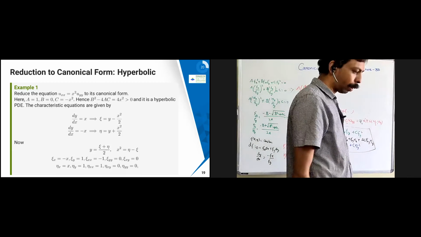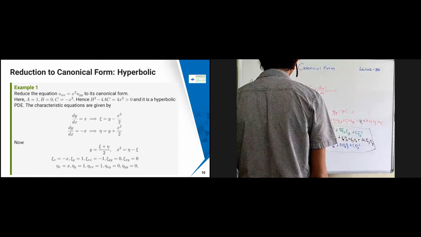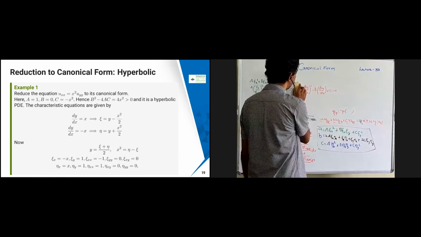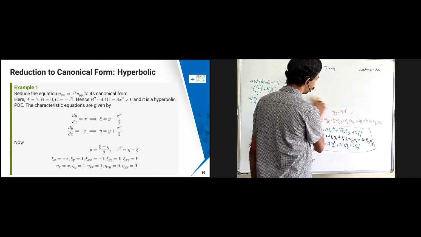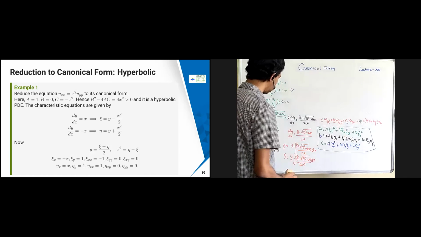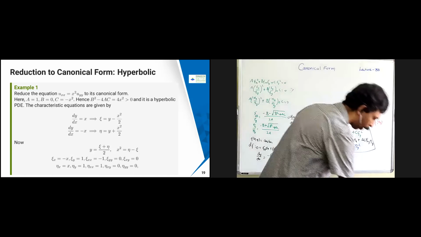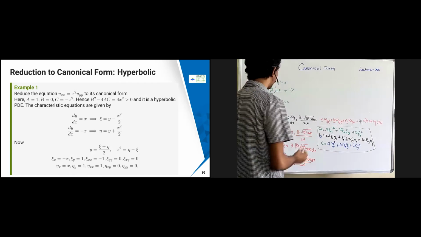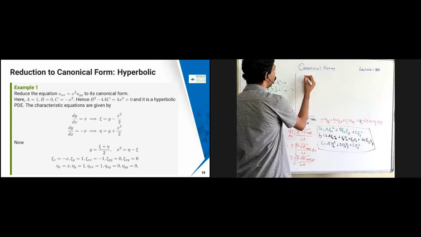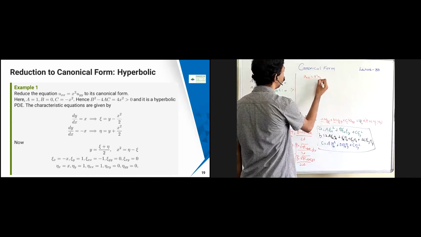Now let's see one problem. We need to transform this one. We just remember this, and the remaining things will come automatically. Our problem is u_xx equal to x square u_yy.